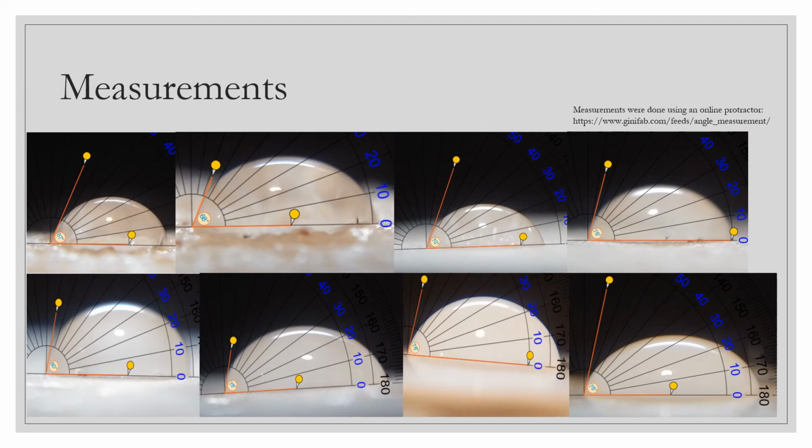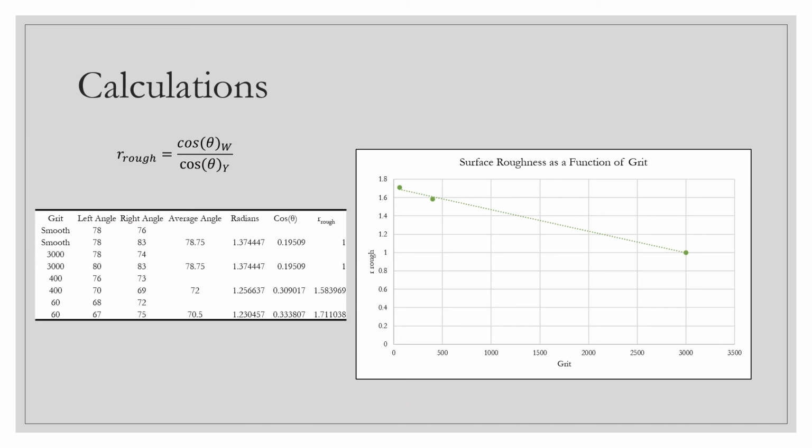I measured each drop's angle on the left and right side of each drop. Pictured below is the measurements of each angle on the left side of each drop. I first averaged out the measured angles to get an average apparent angle. I then rearranged the Wenzel equation to solve for the roughness coefficient. Then I plotted the roughness coefficient against the grit of the sandpaper.